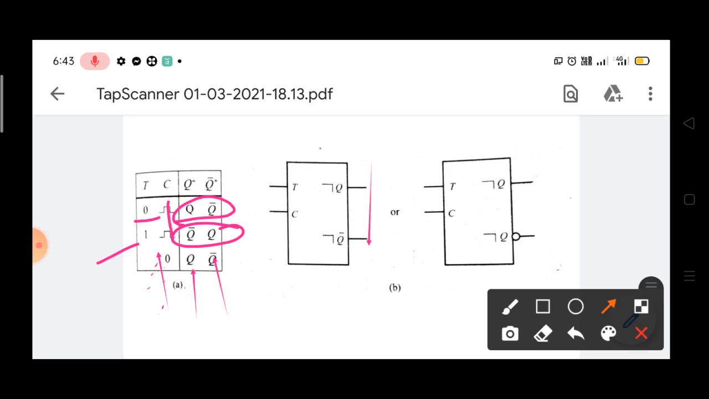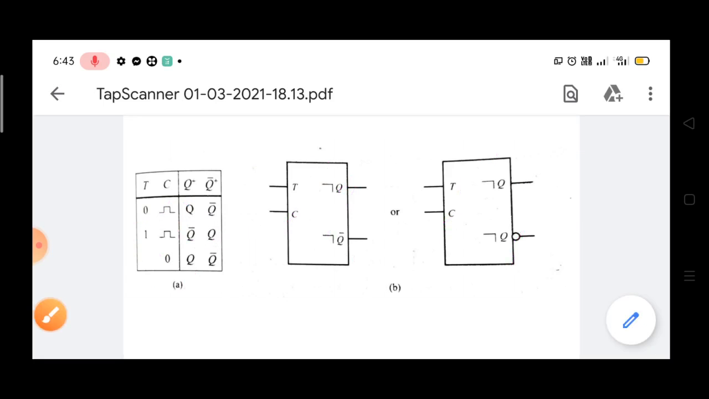Okay, and this is how the symbol of a master slave T flip-flop is represented, where again this is the input T, C is the clock, Q and Q bar are my outputs, and this symbol indicates that the master transfers its state to the slave at the falling edge of the clock. Okay, so we need to remember up till here. Right, so we'll go for one of the numericals.